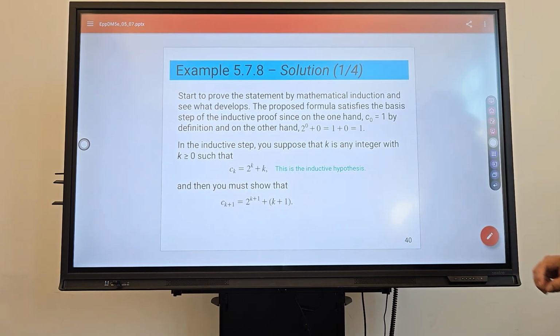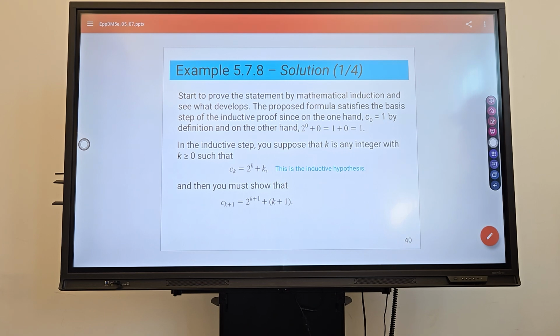Well, start to prove the statement by mathematical induction and see what develops. The proposed formula satisfies the basic step of the inductive proof, since on one hand, C sub 0 equals 1 by definition, and on the other hand, 2 to the 0 plus 0 equals 1 plus 0, which is equal to 1.